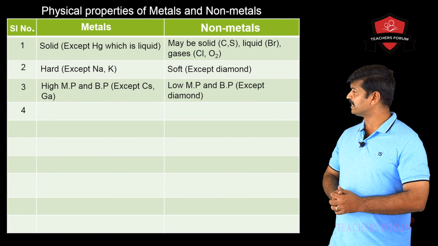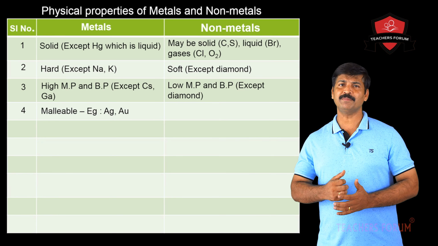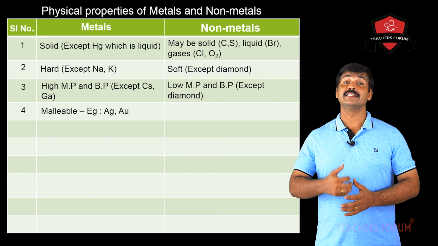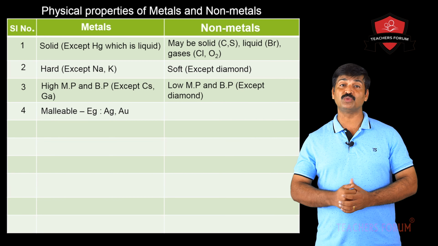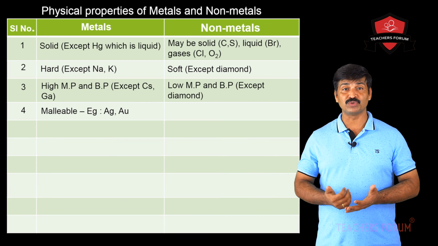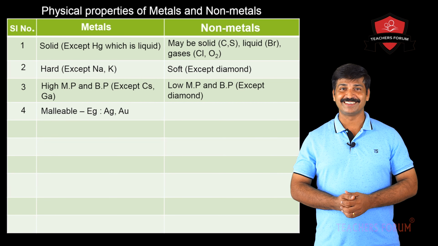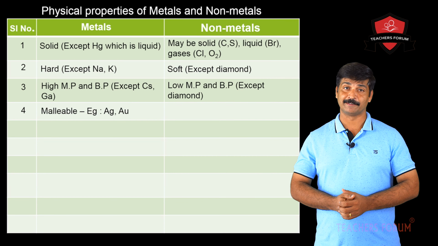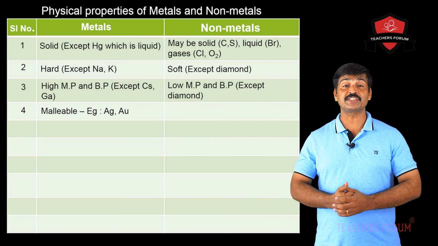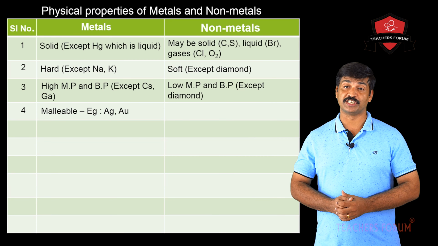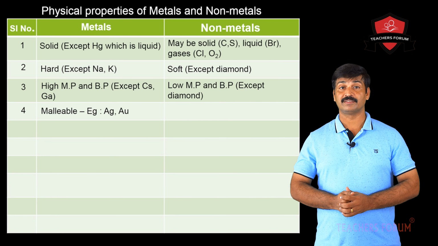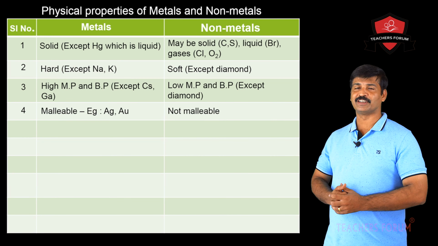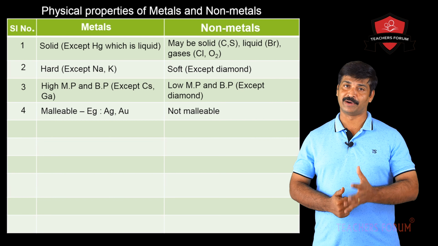Now the next difference is malleability. What do you mean by malleability? Malleable means the metals can be beaten into thin sheets. You see, we use iron sheets, aluminum sheets in our day-to-day life. That is because of the property called malleability. Gold and silver, they are the most malleable metals. Now, what about non-metals? They are not malleable.